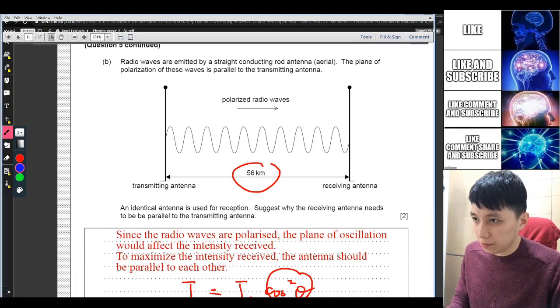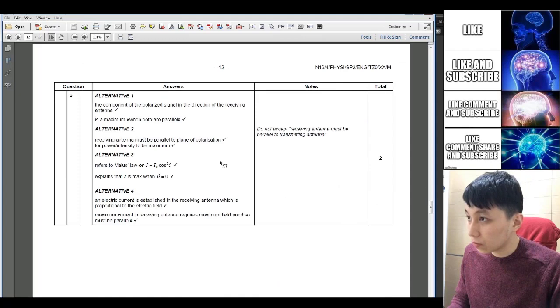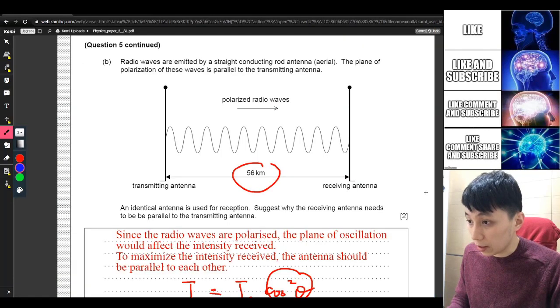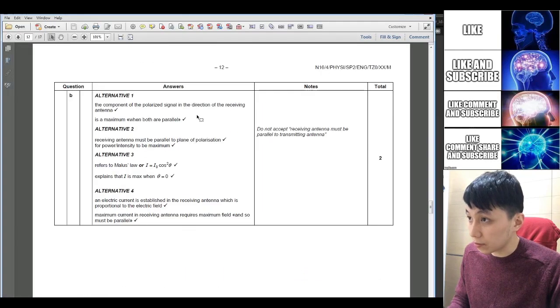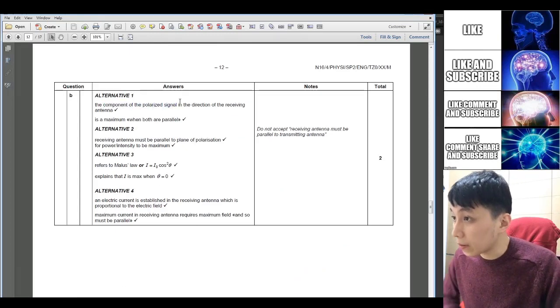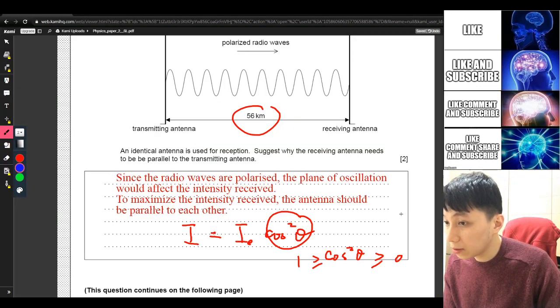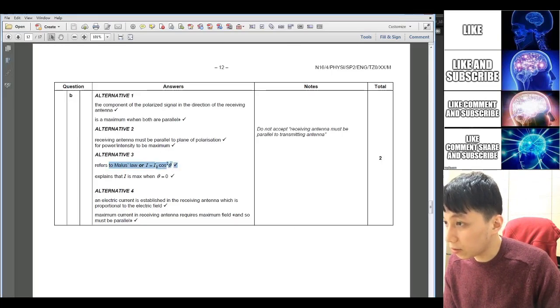Alright, next up, we have, talking about the antenna. The component, I think, we could talk about Malus's law, which I put down already. And then maximum, I think I went for the alternative 3. So for the others, I think it's self-explanatory. Yeah, okay.